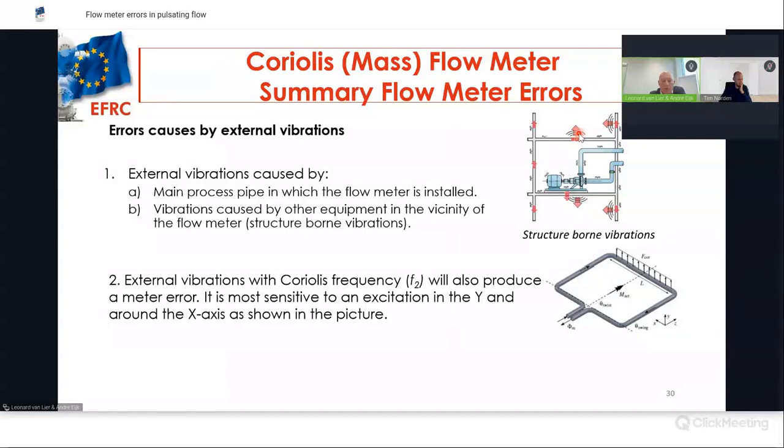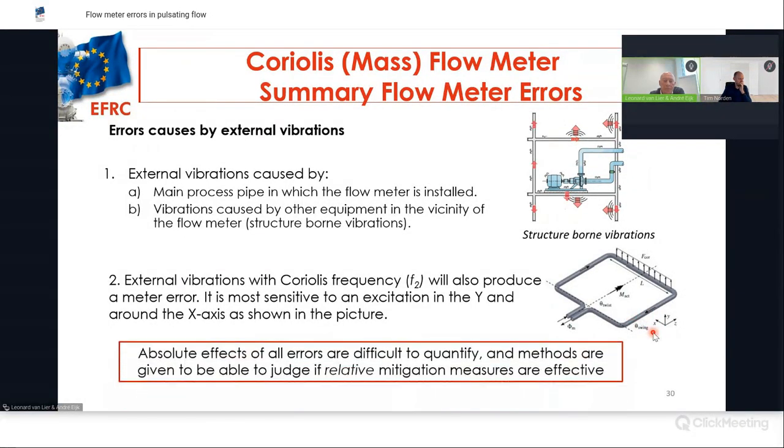The external vibrations with the Coriolis frequency F2 will also produce a meter error, and that is most sensitive in the vertical direction of the pipe and around the axis. I hope you can see it, but it is around this axis. Absolute effects of all errors are very difficult to quantify, and there is not an equation for that. And the methods given in the guidelines are able to judge if relative mitigation measures are effective or not.